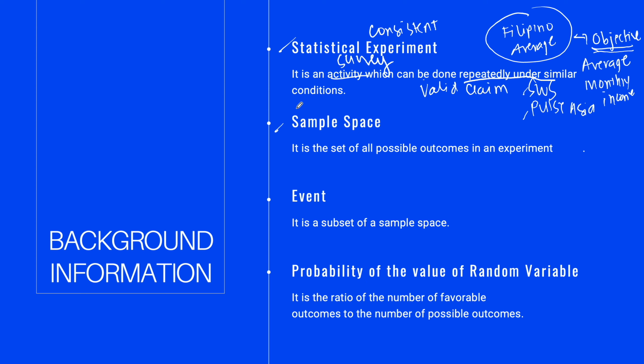Now, next we have your sample space. Sample space, as defined on your learning activity sheets, is the set of all possible outcomes in an experiment. Ito yung example niyan: the group of average Filipino. Now, yung event, it is a subset of a sample space. So, let's say, for example, your sample space is your average Filipino people.